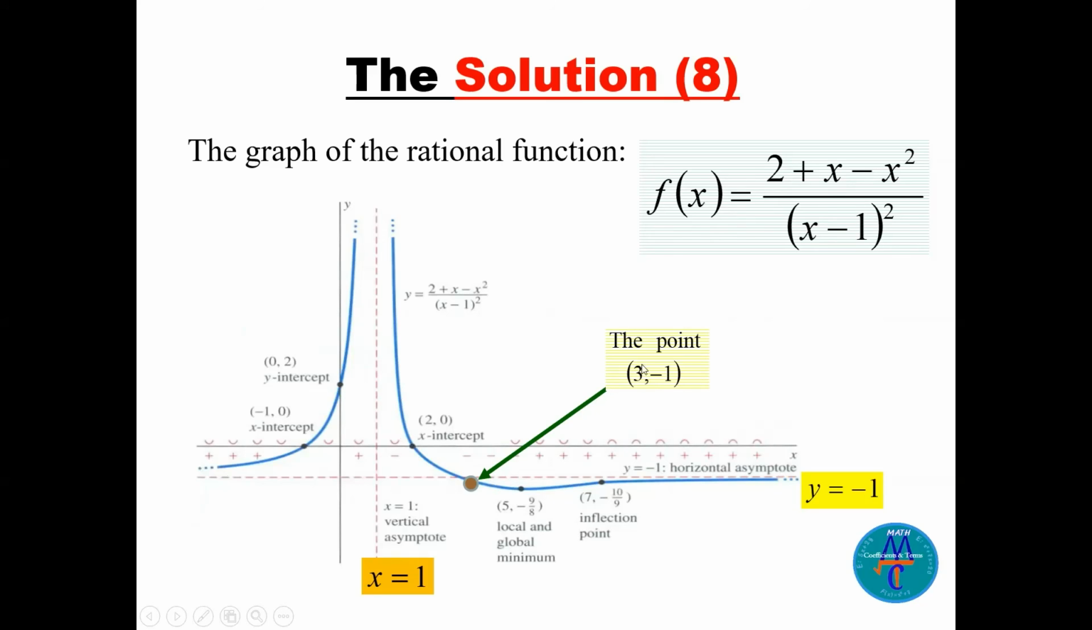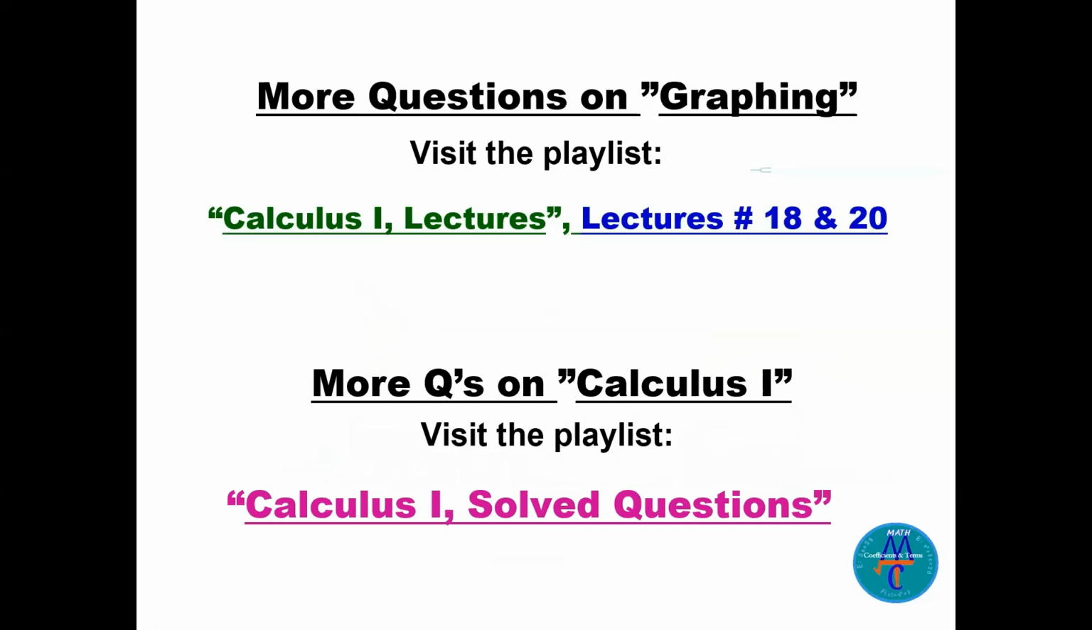And also, see this point here, (3, minus 1), where the graph, this is the blue, will cut the horizontal asymptote, and this is the minimum value. See, this is the global minimum. It will be (5, minus 9 over 8). It will come back asymptotic to the horizontal here. See, it will come back close to this horizontal asymptote. And this is the inflection point, (7, minus 10 over 9). And this is everything you need about this graph.